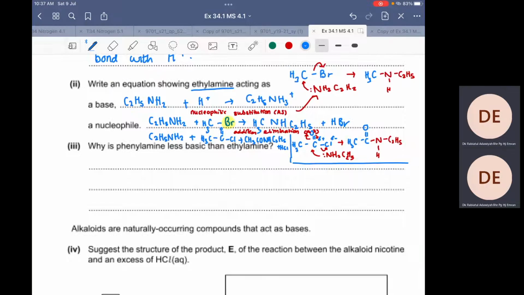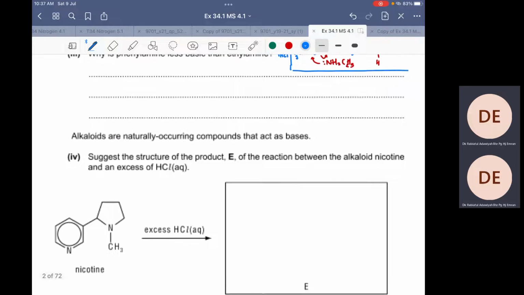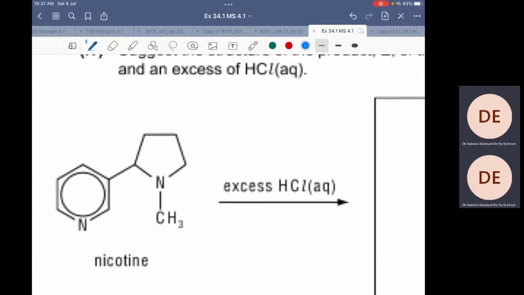Next question, alkaloids are naturally occurring compounds that act as bases. Suggest the structure of the product E of the reaction between the alkaloid nicotine and an excess of HCl. Okay, so nicotine here can act as a base. Well, this is not a phenolamine, but you should already understand that the lone pair on the nitrogen of phenolamine is delocalized into the ring, making it less available.